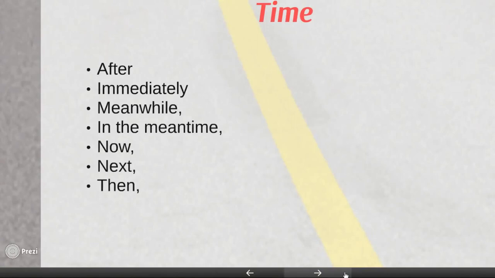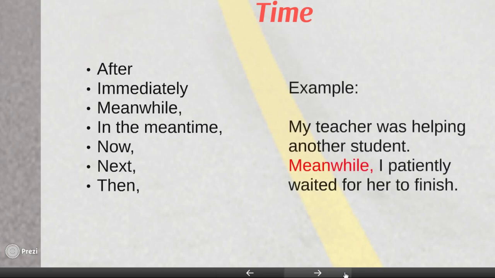Okay, you would also use transitions to show time. So you can use words such as after, immediately, meanwhile, in the meantime, now, next, then. Here's an example. My teacher was helping another student. Meanwhile, I patiently waited for her to finish. So there I'm using my transition word to connect the first sentence to the second sentence. So I'm using time, while I was patiently waiting for her to finish helping another student.